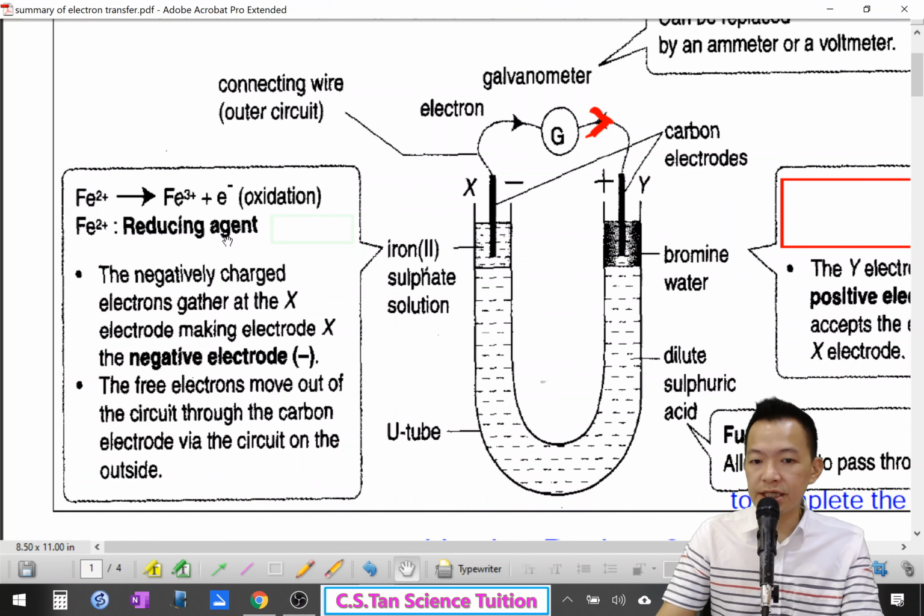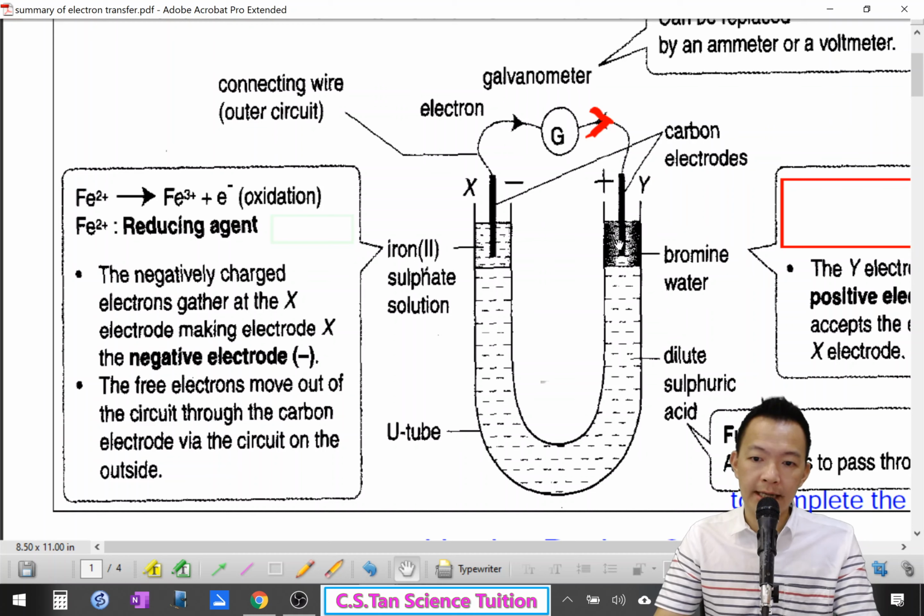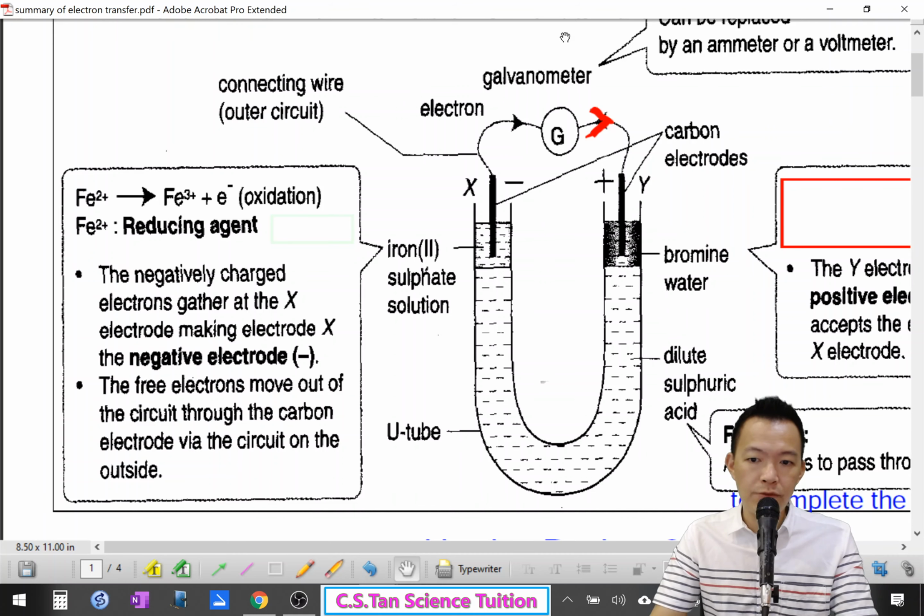So iron 2 actually is a reducing agent. Why do we call it a reducing agent? Iron 2 oxidizes, so bromine is going to gain electrons. When the bromine gains electrons, we call it reduction. So who makes the bromine gain the electrons? Iron 2. So iron 2 is the reducing agent, the agent that causes bromine to be reduced.